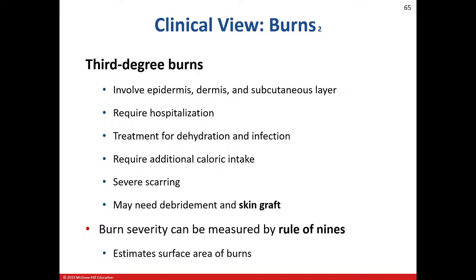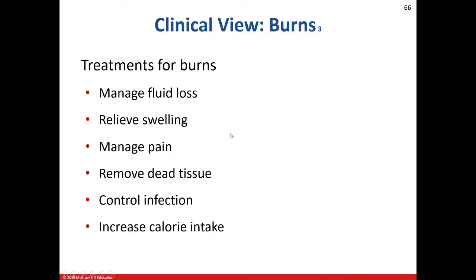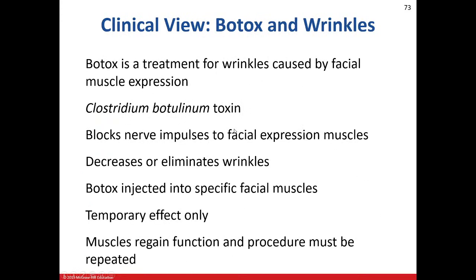You can also do artificial grafts in the short term. The artificial grafts are mainly for closing up the wound and preventing loss of fluid and infection, but they're not a long-term solution, really. Not yet. And then burn severity can be measured using the rule of nines, which is used to estimate the surface area of burns. Wait, we don't have a picture of the rule of nines?